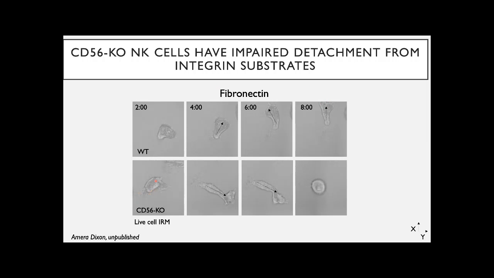Whereas in the case of the CD56 knockout cell, again, we drop the cell down. It actually seems to try to polarize, so it appears to try to form a lamellipodia or a leading edge, but it appears like the uropod is stuck, and so the cell tries for a couple of frames and then actually gives up and rounds up.